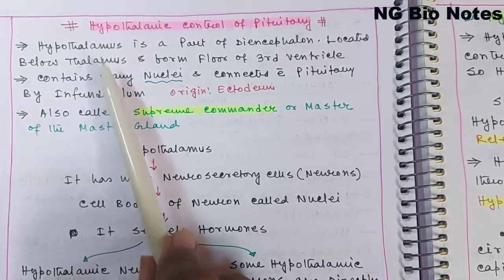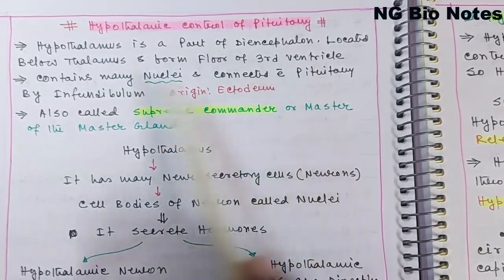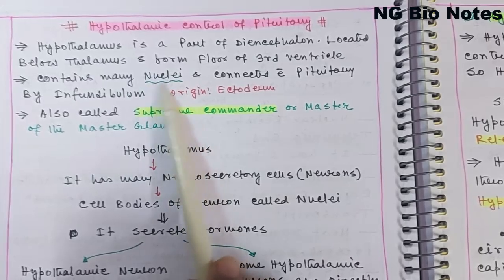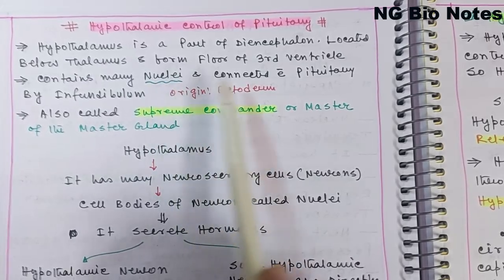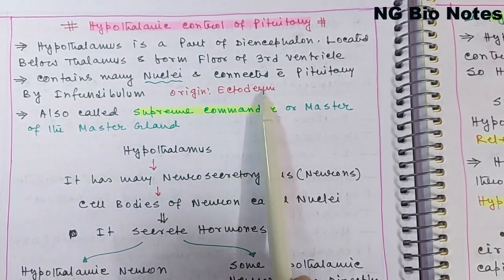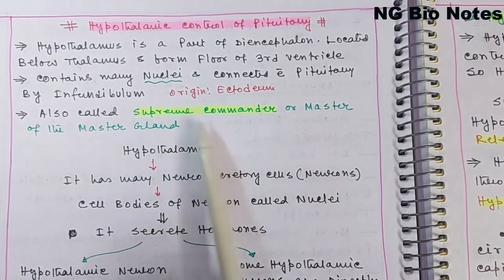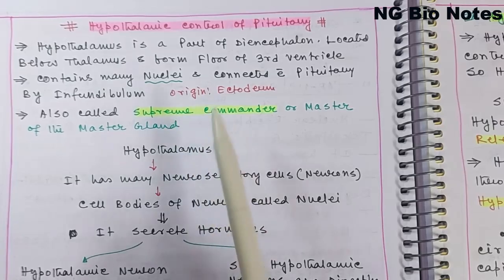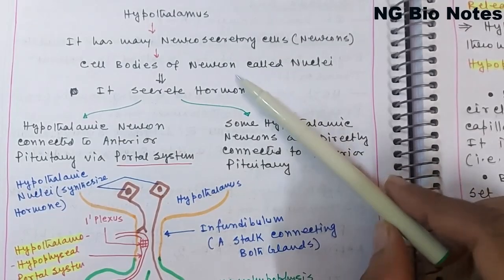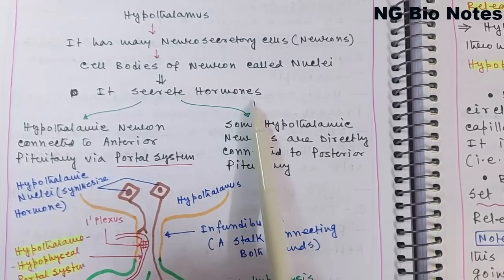Okay, so the hypothalamus is a part of the diencephalon, and it forms the floor of the third ventricle and contains many nuclei. What are nuclei? When neuronal cell bodies accumulate together, they form nuclei. It is connected with the pituitary by the infundibulum, and the hypothalamus originates from ectoderm. The hypothalamus is also called the supreme commander or master of the master gland, because it controls the secretion of the pituitary gland. The hypothalamus has many neurosecretory cells, or neurons, and the cell bodies of these neurons are called nuclei, and they secrete hormones.